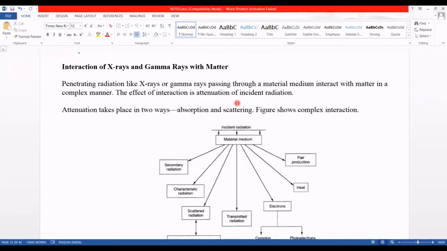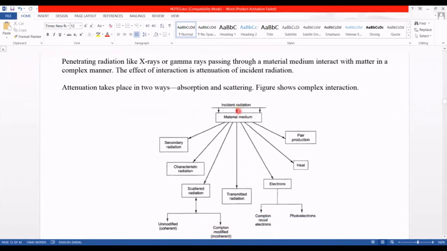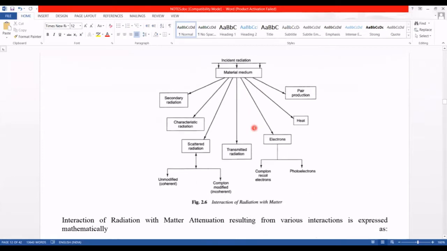Here, attenuation is caused in two manners. One is absorption, the second one is scattering. The intensity of radiation is decreased in two ways. One is absorption, meaning the radiation is absorbed by the matter, and the second one is scattering. Later I will explain about scattering. So the intensity of radiation while interacting with the matter is decreased in two ways, absorption and scattering. Now see this diagram.